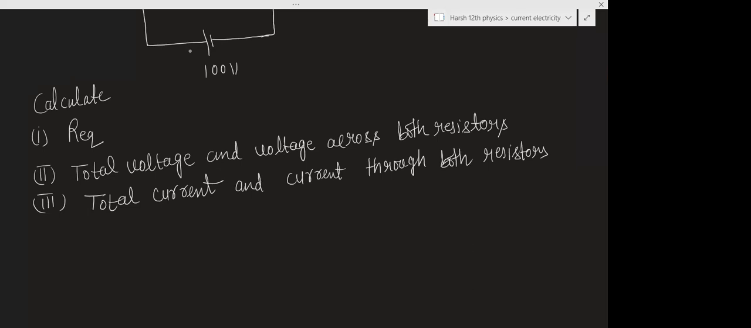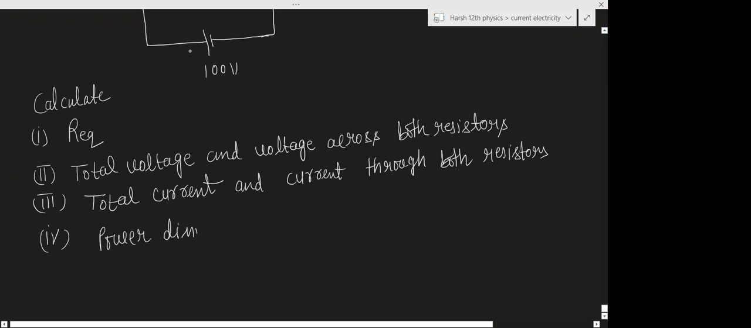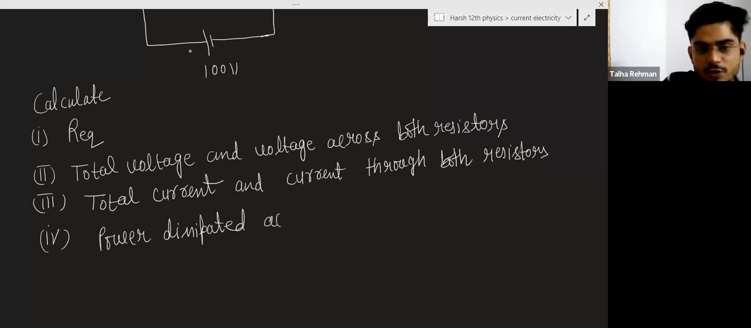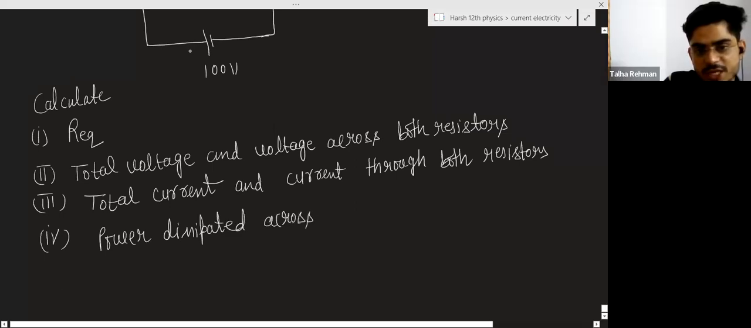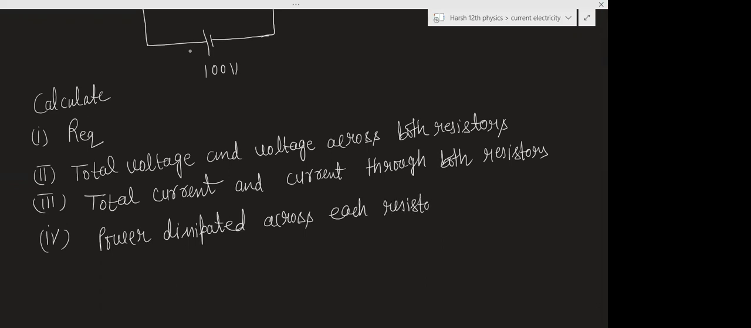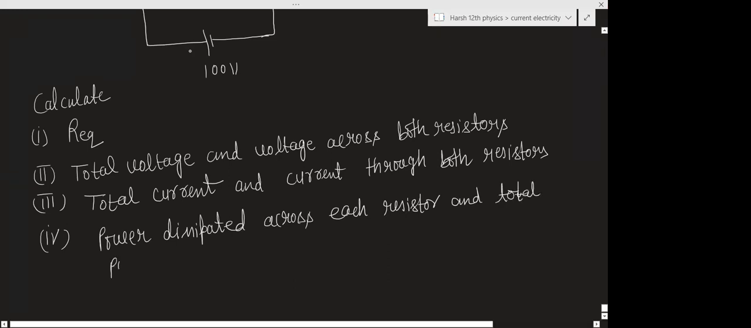And fourth is power. Power dissipated across each resistor and total power dissipated.